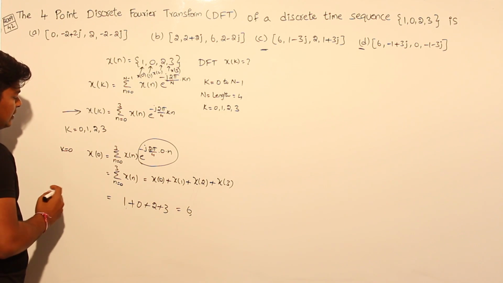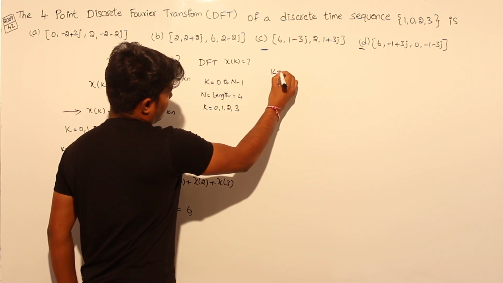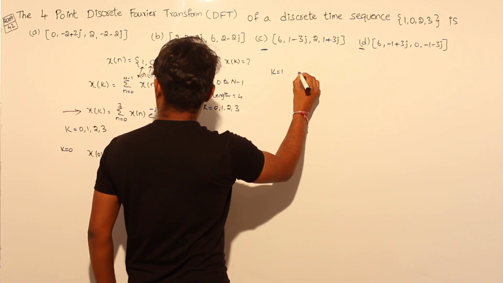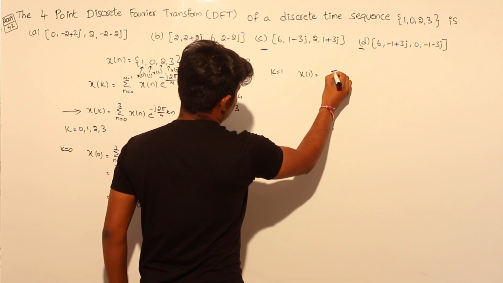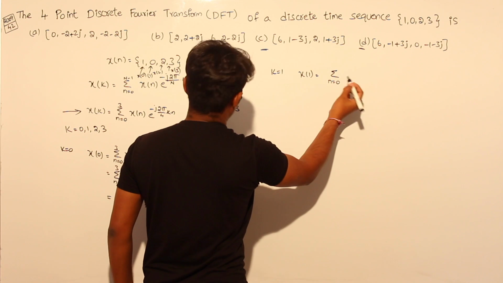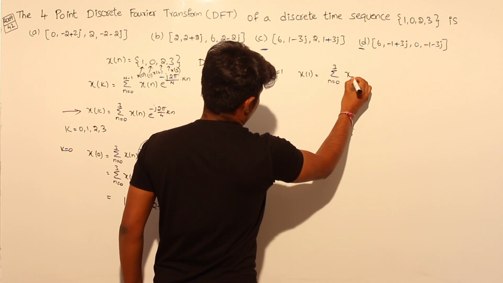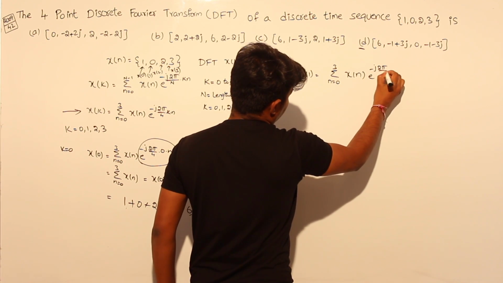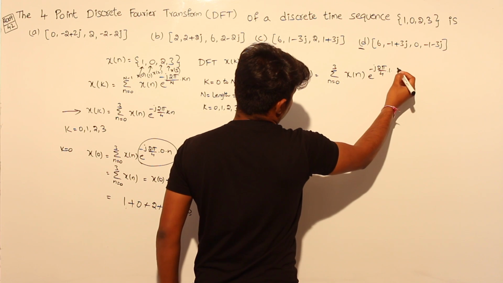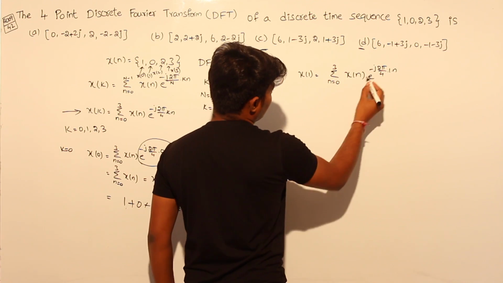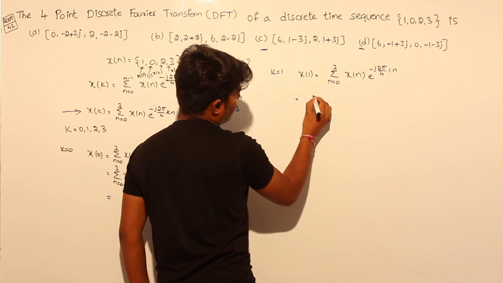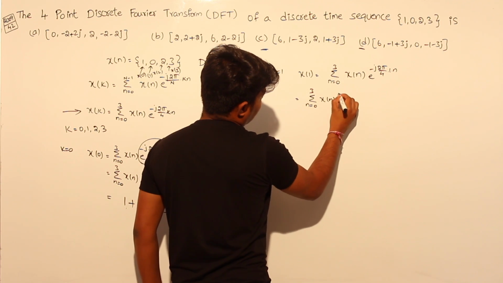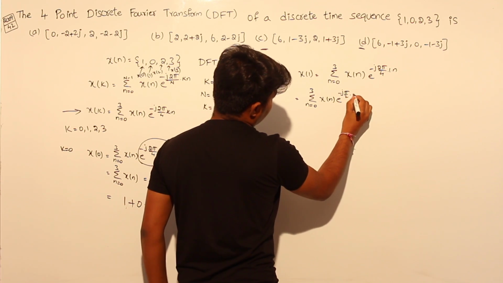Now we will try to solve x of 1, substituting k equal to 1 in this equation. This results in x of 1 is equal to summation n equal to 0 to 3 x of n e power minus j 2 pi by 4 into k equal to 1 into n. Now this will be equal to summation n equal to 0 to 3 x of n e power minus j pi by 2 into n.